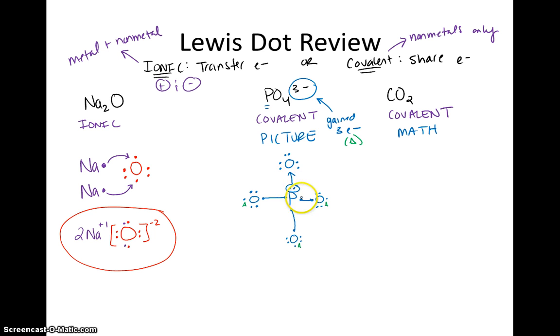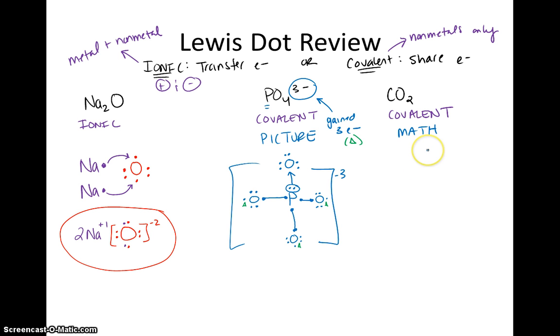Remember, a coordinate covalent bond is when one atom gives both electrons to the covalent bond. So instead of getting 1 from the oxygen and 1 from the phosphorus, like all these bonds here, in a coordinate covalent bond, this phosphorus gives both its electrons to the oxygen, so the phosphorus remains octet happy, and now the oxygen is octet happy. And because this is a polyatomic ion with a -3 charge, we put it in brackets, and we put a -3 on the outside. So that's the picture method.